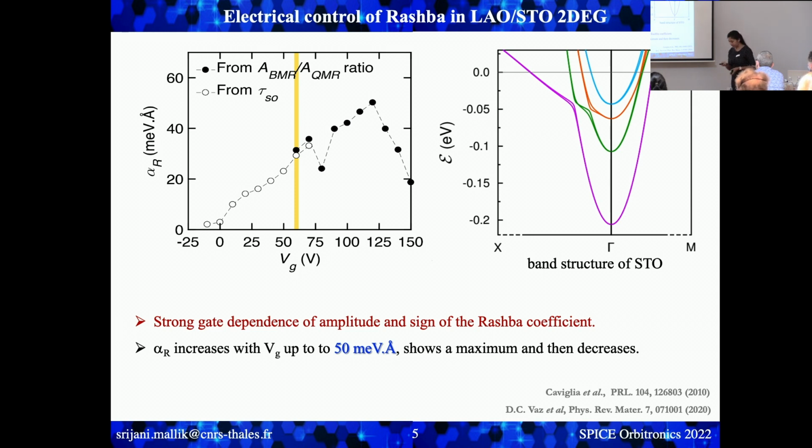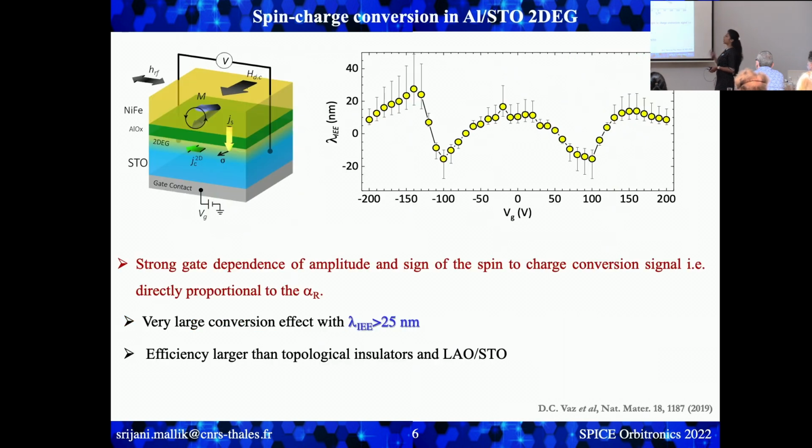In such a system, when the spin to charge conversion was measured to find the conversion efficiency, as alpha varies a lot with the gate voltage, of course lambda also varied a lot with the gate voltage, in amplitude and sign. And the maximum for aluminium STO was found around 25 nanometer.